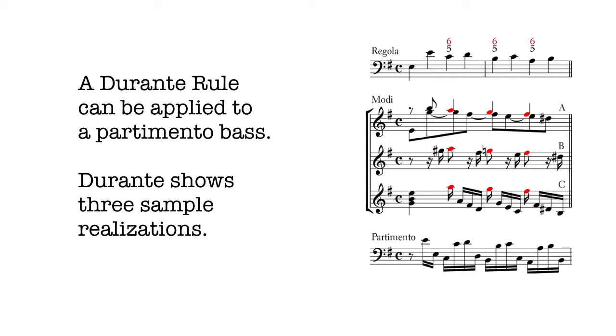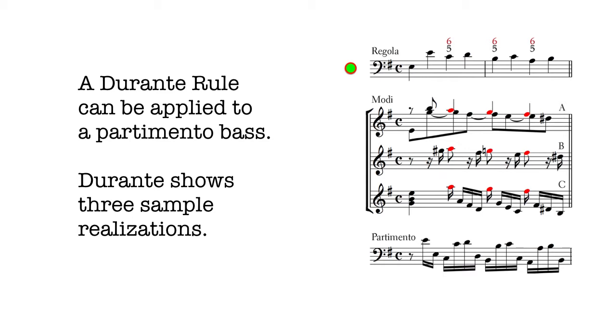The rule says when a bass goes down a third, up a second, down a third, up a second, the down a third notes get a 6-5, an implied 3, 6-5-3 chord, whereas the other notes get a plain 5-3 chord. We'll listen to those in a second.